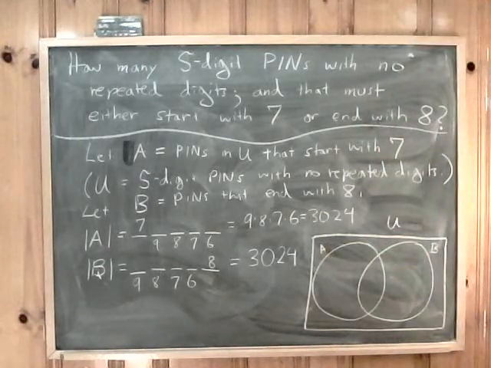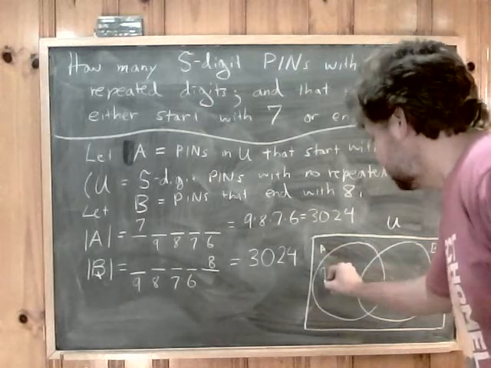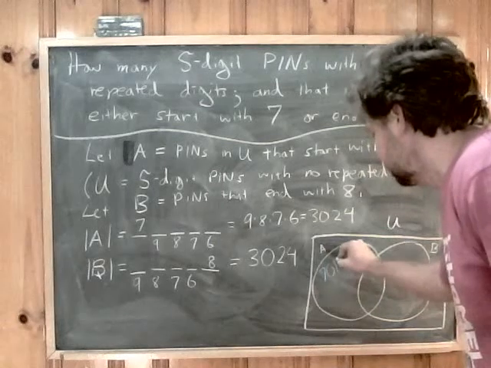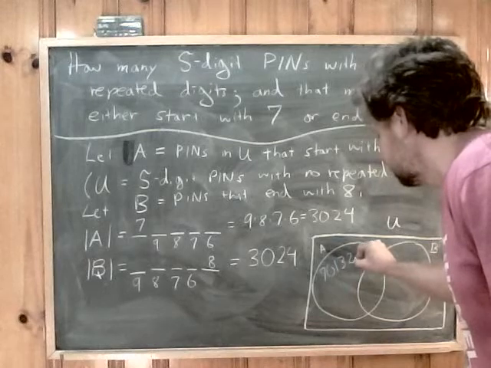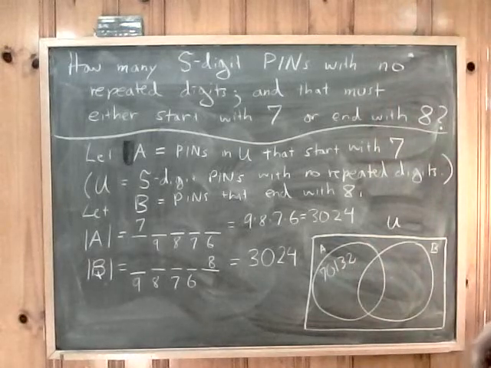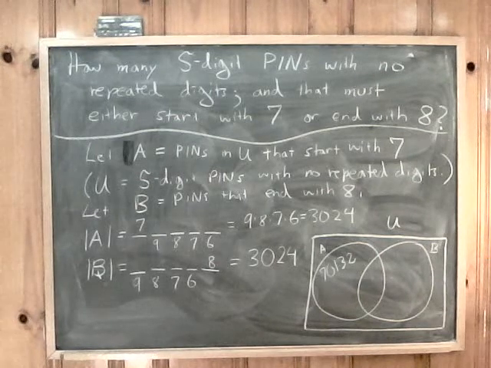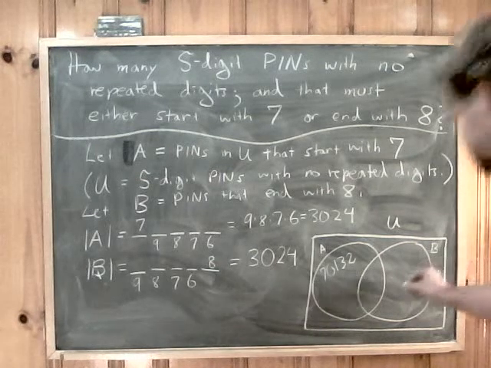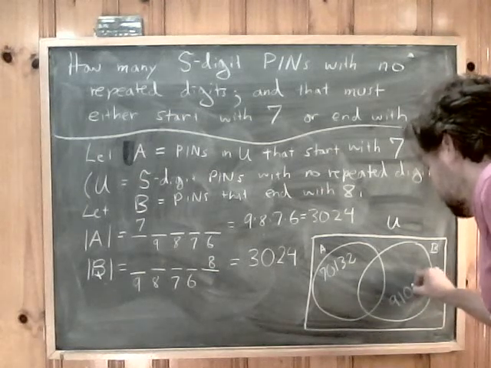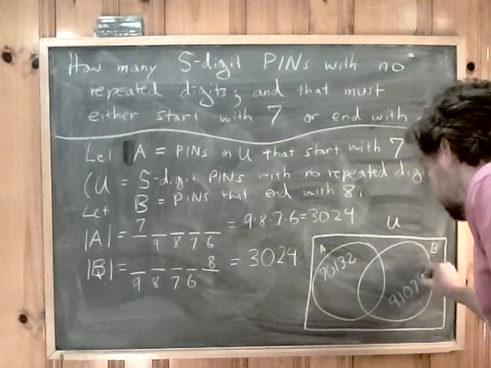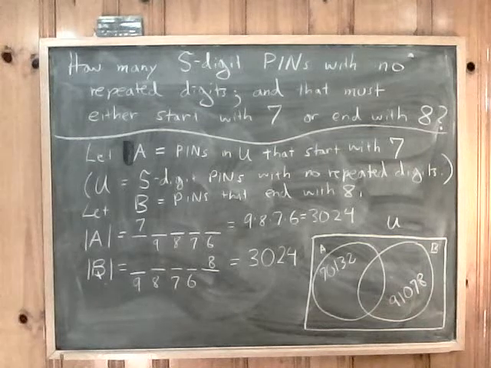So I've counted everything in A. The items in A all start with 7 and are 5-digit pins, so this might have the number 7, 0, 1, 3, 2. That's a 5-digit pin number. And everything that's in B, those all end in 8. So we may have something that looks like 9, 1, 0, 7, 8. As long as it ends in 8 but doesn't have any repeated digits.